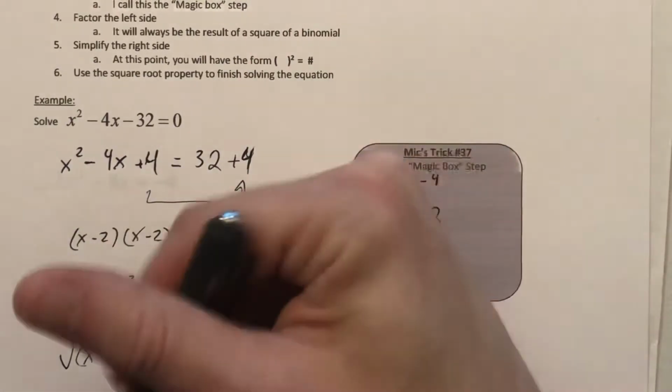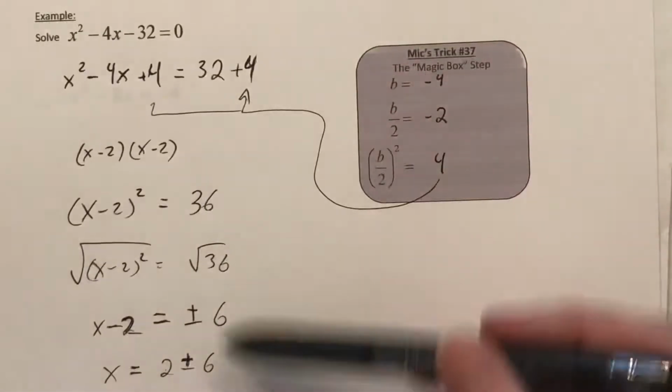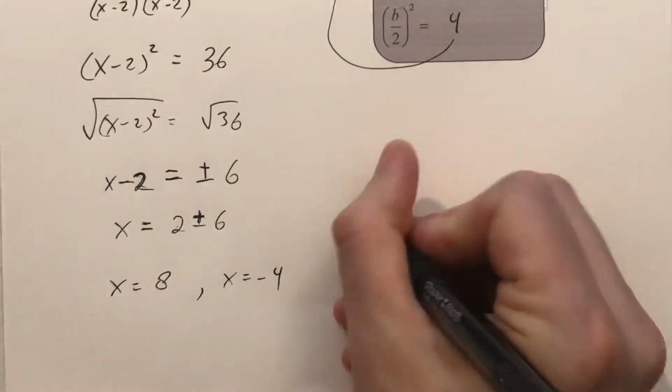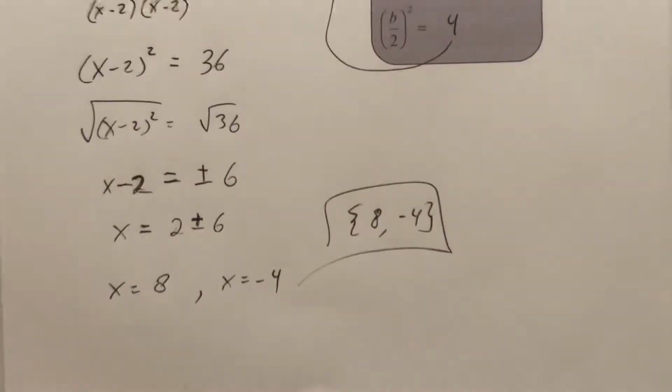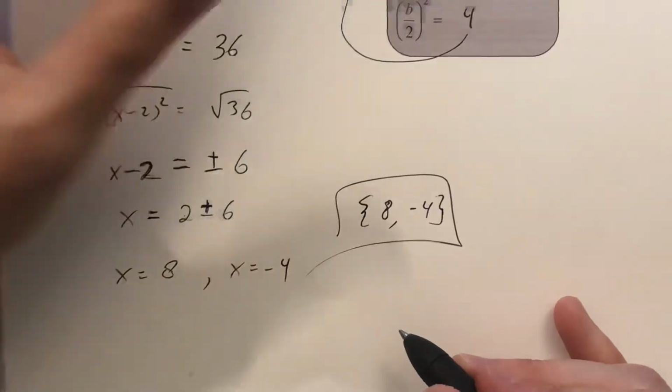But we're designing this process to help us with ones that we can't factor. But it's good to see that it does work on ones that do factor as well. It's just more work to get to those final answers of 8 and -4. Take a look at a couple more.